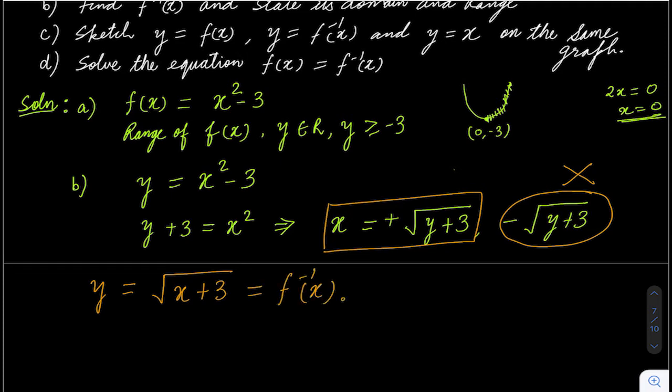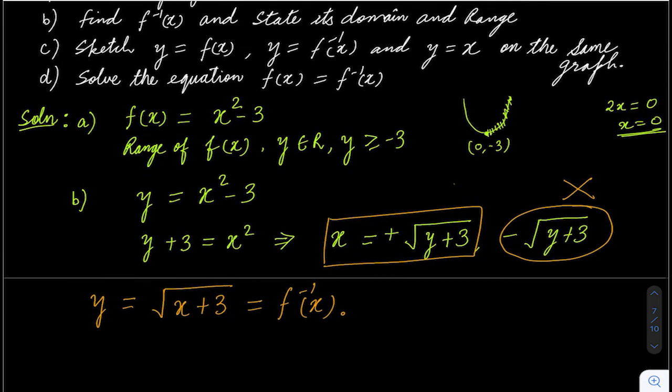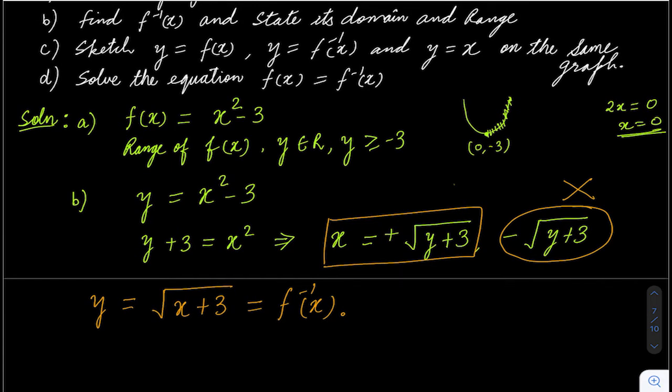I hope it's clear. So this rejection part is very important. You will get this in a lot of questions. So you must know how to reject this. Always remember, inverse of a function is always unique. You can't have two answers. Okay, so that's for the B part.